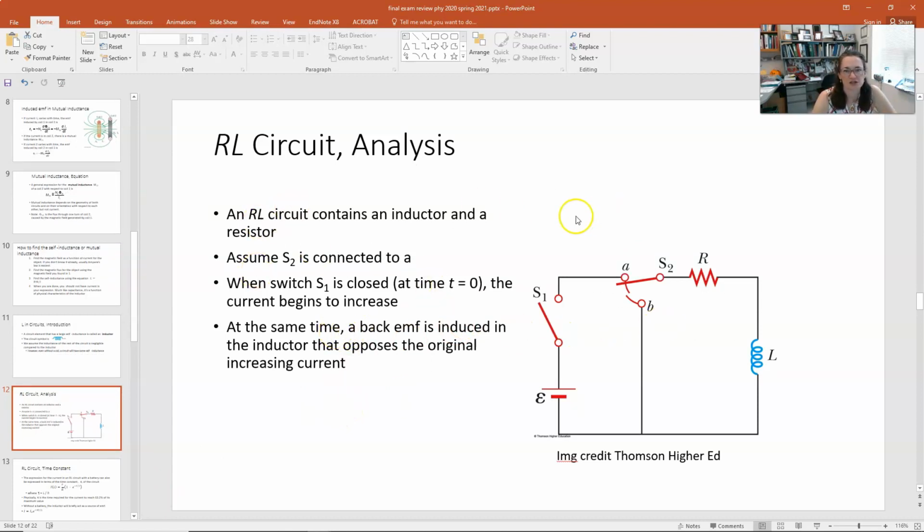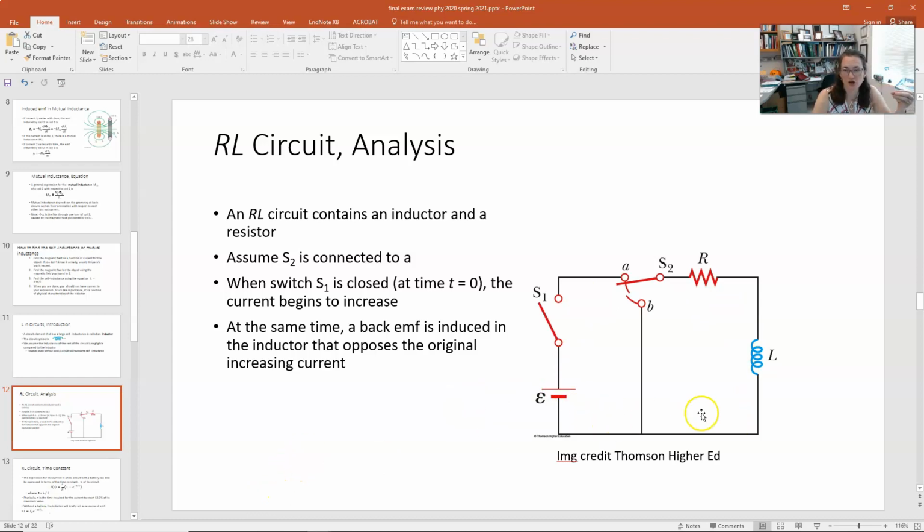And RL circuits are when you have a resistor and an inductor that may or may not be connected to a battery. Okay? So here we show an RL circuit. You have a battery with an EMF and a couple of switches and then a resistor and an inductor. Let's first assume that you close switch S1 and switch S2 is in position A. And so that means that the battery is in series with the resistor and the inductor.